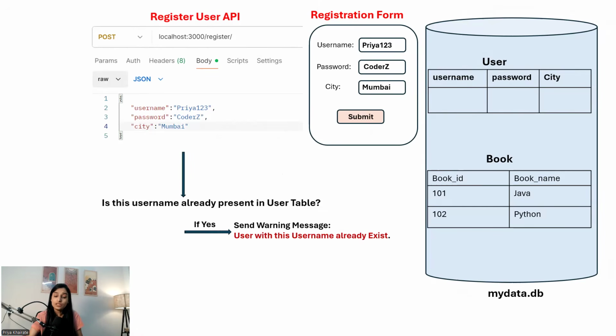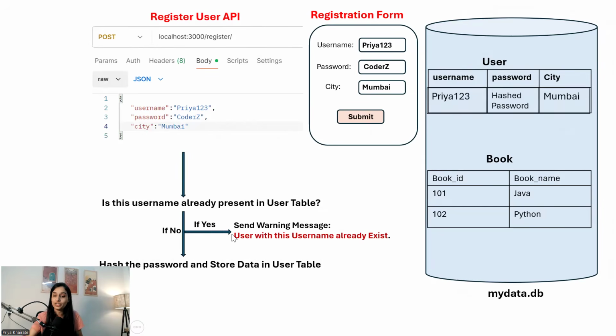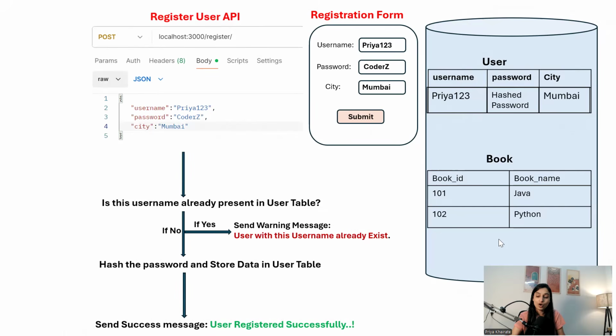If no, let's say that the username is unique, then what will we do? We will store the complete data which the user has used to register: username, password, city. We will store it into our database like this. See, Priya123, we will hash the password. Hash password means we will secure the password. Nobody can read the password. Hashing means what? I'll show you next, please wait for it. We will store it into the database and we will send a success message to the user. What message? That user registered successfully, meaning registration is completed successfully.